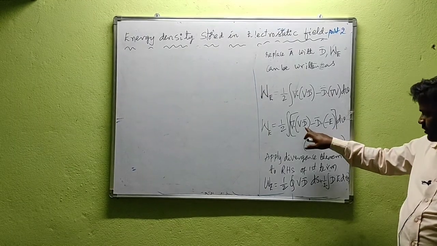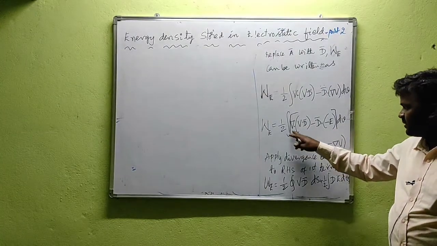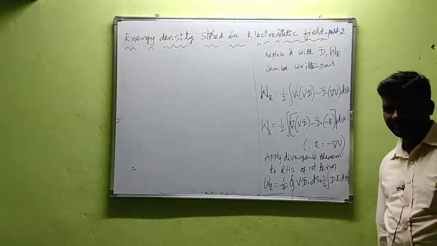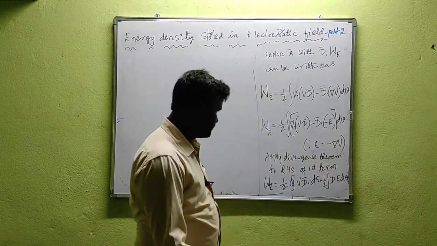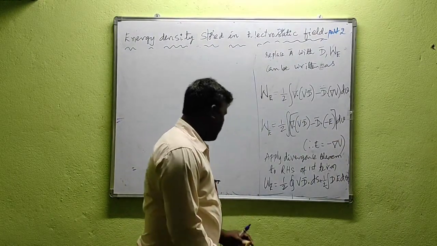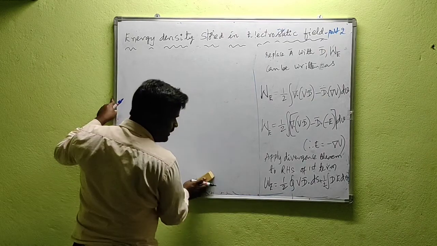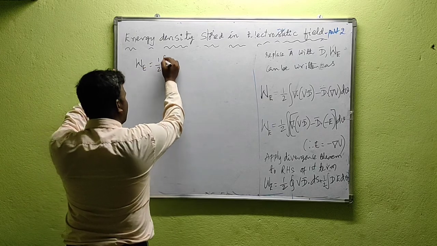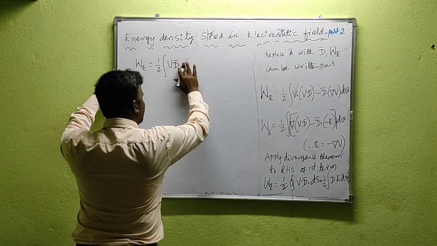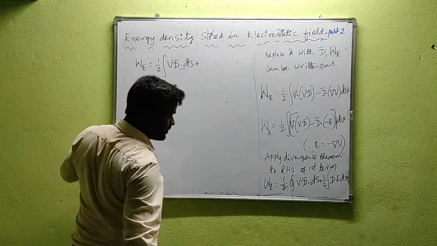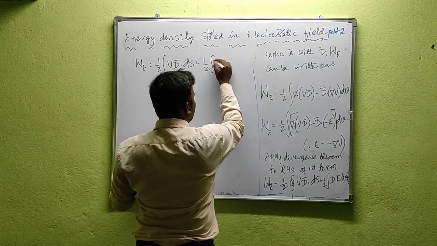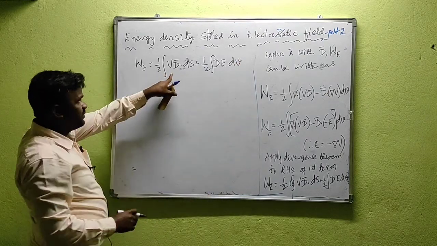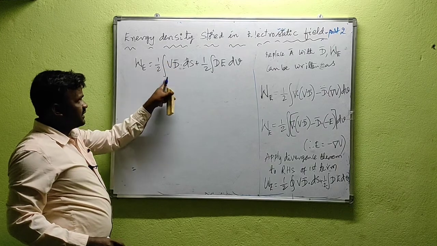Here I apply the divergence theorem to this first term. If I apply the divergence theorem, this integral del dot V D dV becomes integral V D dot dS. Now coming to this expression, that is WE, I will write it like this: 1 by 2 integral V D dot dS plus 1 by 2 integral D into E dV. Coming to this first term, this integration consists of what?